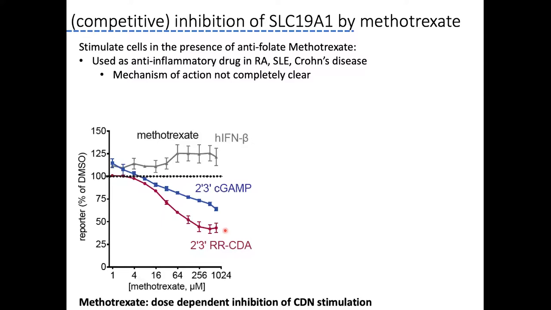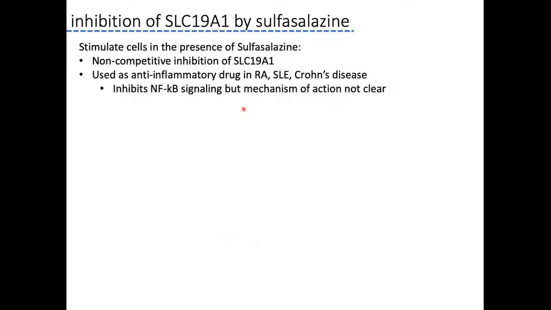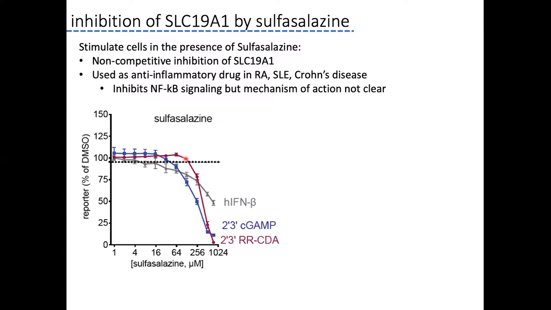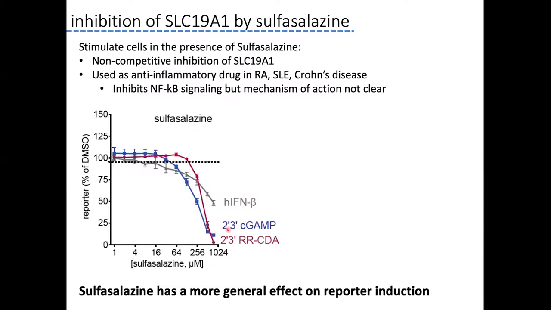in a dose-dependent fashion. And then lastly, we used sulfasalazine, which is this other drug that's a non-competitive inhibitor of SLC19A1. It's also used as an anti-inflammatory drug in autoimmune diseases. And we know that it inhibits NF-kappa-B signaling, but its mechanism of action is not completely clear. And here we see that sulfasalazine blocks interferon beta, but also cyclic dinucleotide. So it seems to have a more general effect on the induction of the reporter.